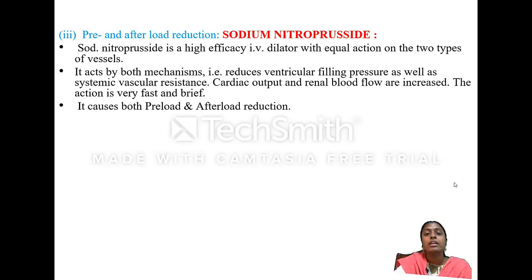So the third one, sodium nitroprusside, is like preload and afterload. It will reduce the preload and afterload also. Okay, so this is also a vasodilator only. This will do both functions. It will dilate the vessels. It will handle the filling of the ventricles, the contraction of the ventricles, and the relaxation of the ventricles. This will handle these three things.